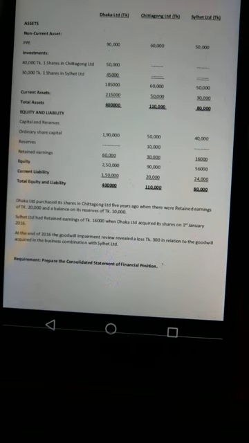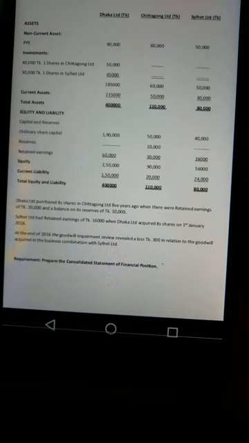Now let's talk about the current assets. The current assets of Dhaka Limited are 2,15,000, Chittagong Limited has 50,000, and Sylhet Limited has 30,000. So the total assets are 4 lakh, 1,10,000 and 80,000. Now let's talk about the equity and liability part.